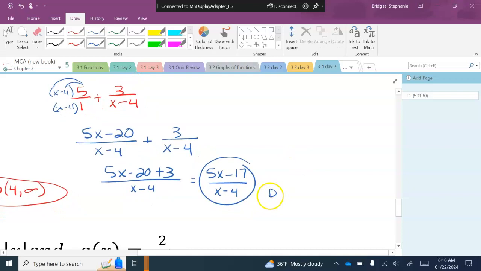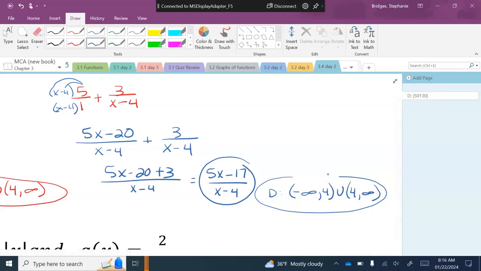So we're going to write that domain. I can go from negative infinity to 4, and then again from 4 to positive infinity. Okay, it did not give me an extra restriction like the first part did, so I didn't need to include another number. I just used that original one that I had.